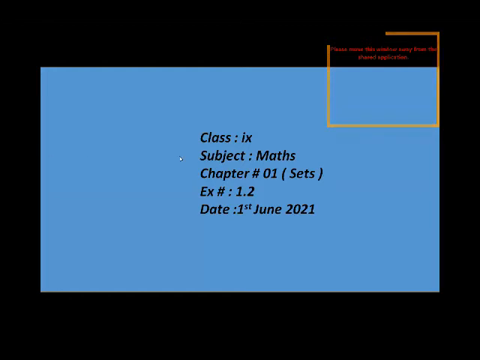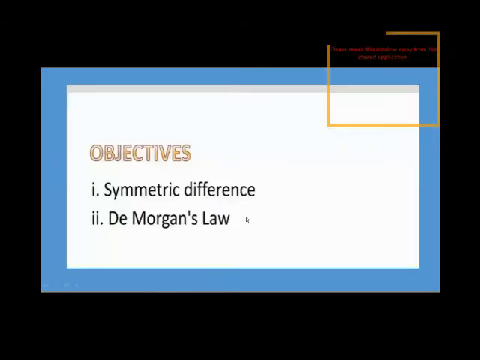As you know, this class is for class 9th students. The subject is math. Chapter number 1, sets, is going on. Today we will discuss exercise number 1.2, and today is the 1st of June 2021. Now we see the objectives of today's lecture. Today we will discuss two topics: symmetric difference and De Morgan's law.